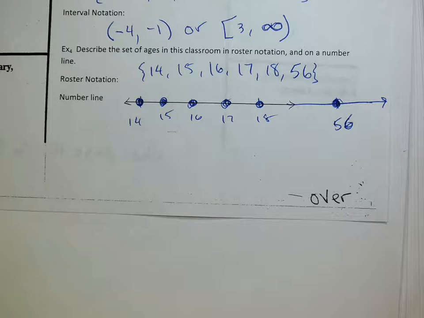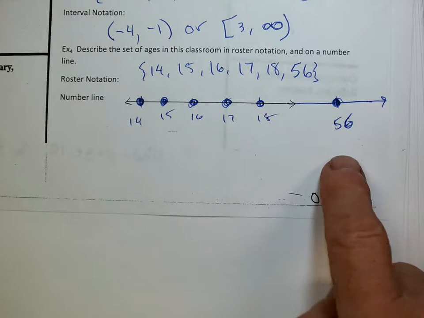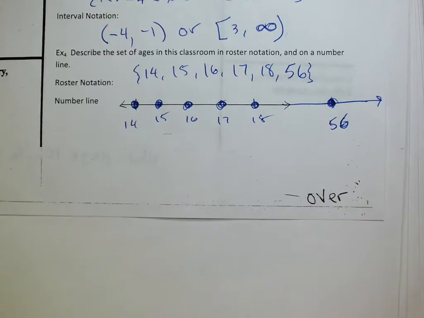Are you exactly 15 today? Is somebody exactly 15 today? Not really, but if we say just these numbers, then we don't shade in between because we got a 14-year-old, a 15-year-old, 16, 17, 18, and we even have a 56-year-old, okay? That is the number line. It's dots, it's not shading, okay?